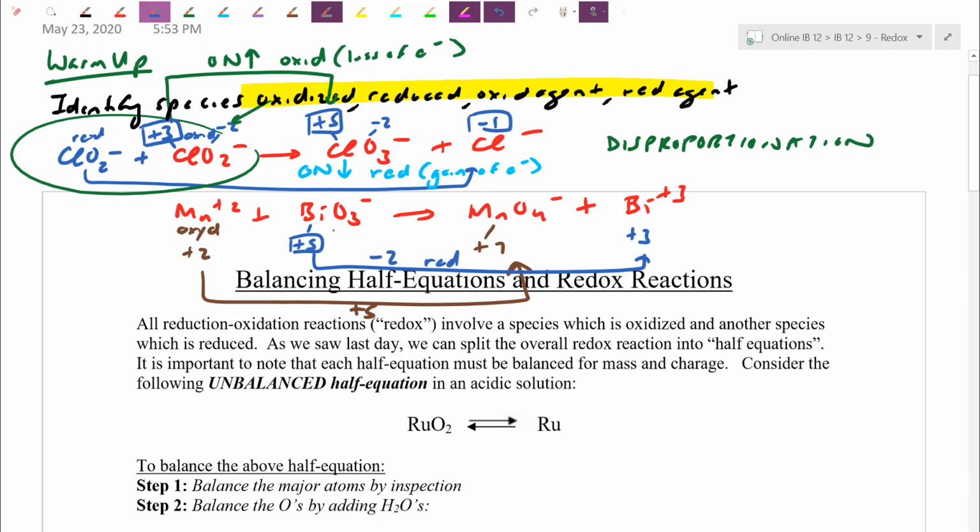So therefore, the reactant that was involved in doing that, it was the BiO3 minus that gained electrons. It just happens to become Bi plus 3 later on. Who are your agents then? Who actually allowed the BiO3 minus to reduce?